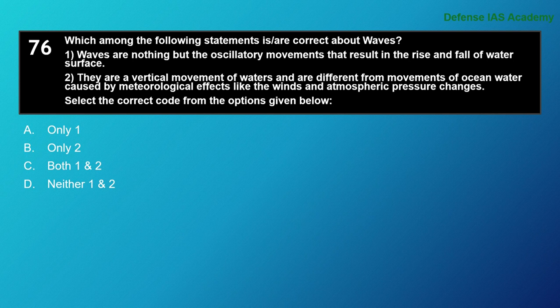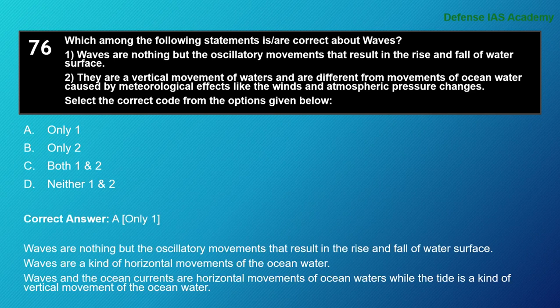Next question. Which among the following statements is correct about waves? 1. Waves are nothing but the oscillatory movements that result in the rise and fall of water surfaces. And second statement, they are a vertical movement of water and are different from movements of ocean water caused by meteorological effects like the winds and atmospheric pressure changes. Select the correct code from the options given below. The answer is option A, only one.